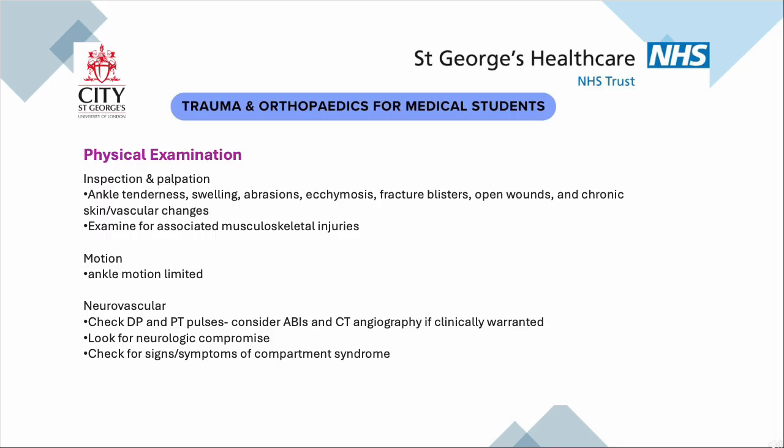As with the other injuries around the ankle, the inspection will show ankle tenderness, there may be swelling, there may be abrasions, and there may be fracture blisters which develop after a few hours. It is important to look for open wounds and to look for other injuries, as these are, like the plafond injuries, more high energy. It's also important to check the neurovascular status and consider compartment syndrome.